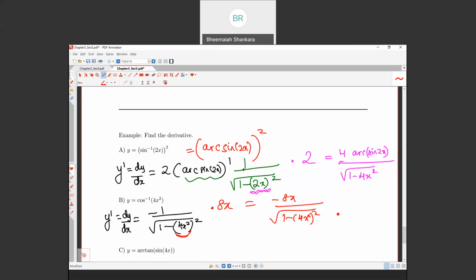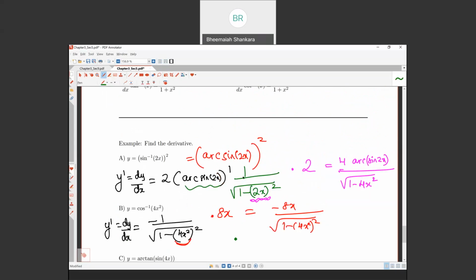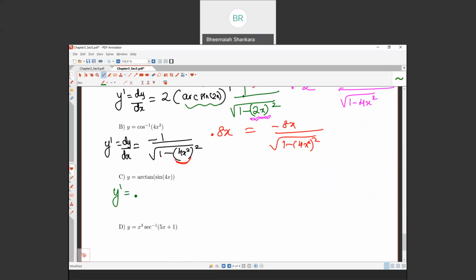In the next example, you are given arc tangent of sine 4x. So let's derive this. I'm going to write this as y prime. Derivative of tangent function, arc tan, we have a formula here. It's 1 divided by 1 plus x squared. So it's 1 divided by 1 plus the angle squared. In the place of the angle, the angle itself is sine 4x. So write the entire sine 4x and then square this angle.